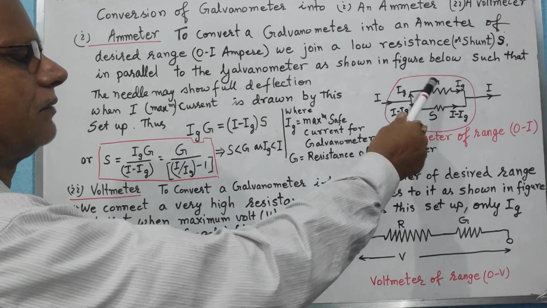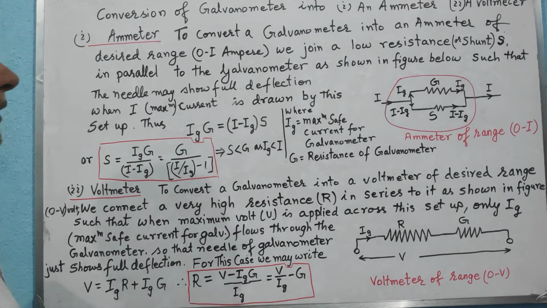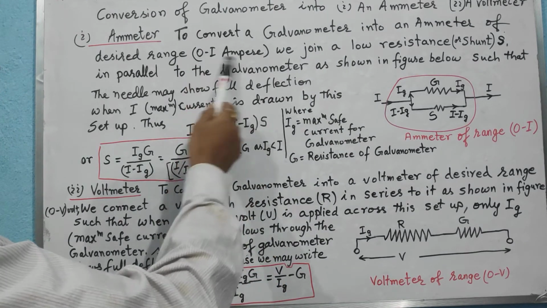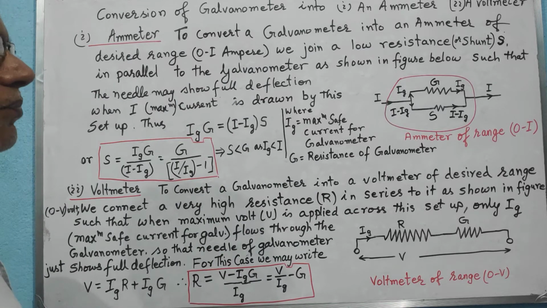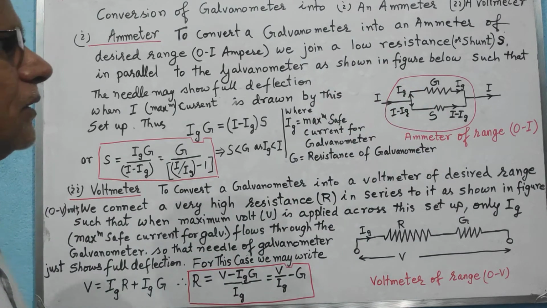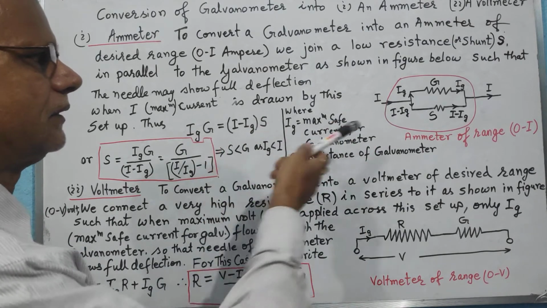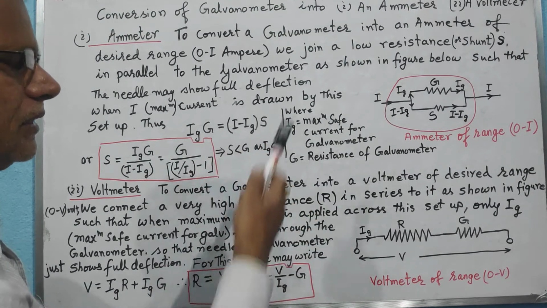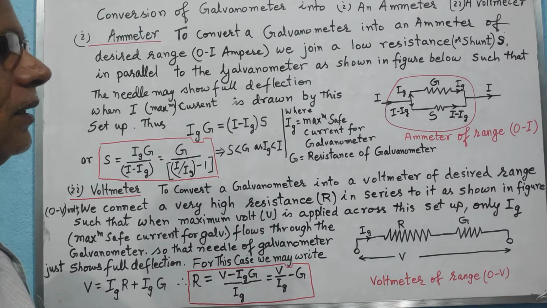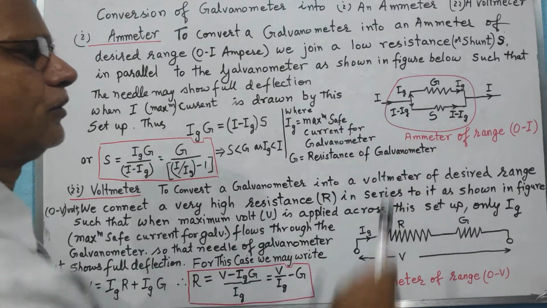And if a galvanometer is to be converted into an ammeter of desired range, capable of measuring current from 0 to I ampere, then we attach a low resistance in parallel to the galvanometer. Why do we do this? We do this to ensure that the additional current received by the setup from the external source is distributed in such a manner that again only Ig current flows through the galvanometer.